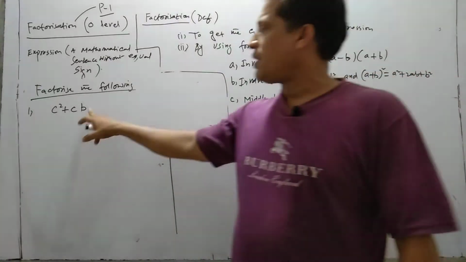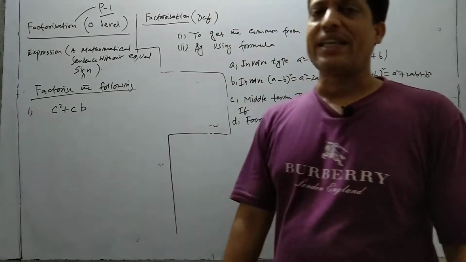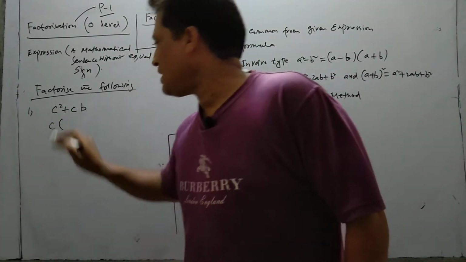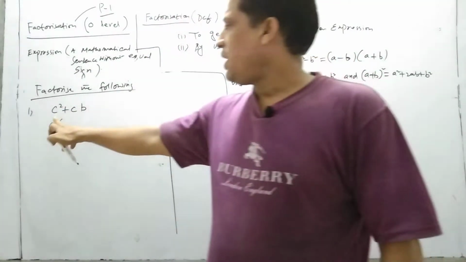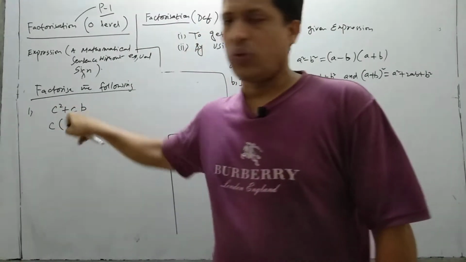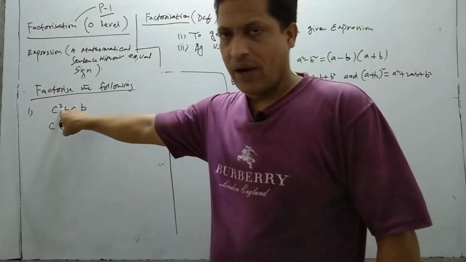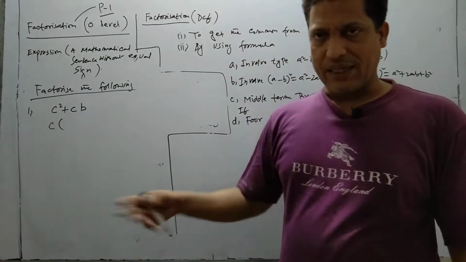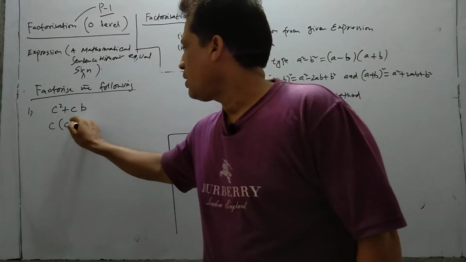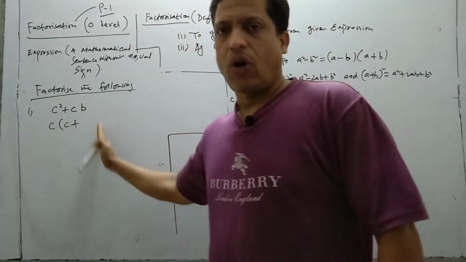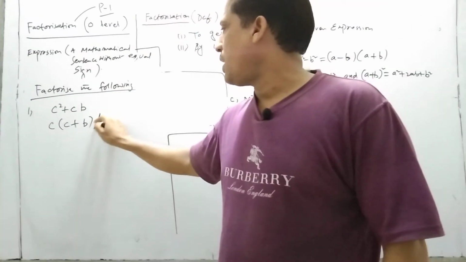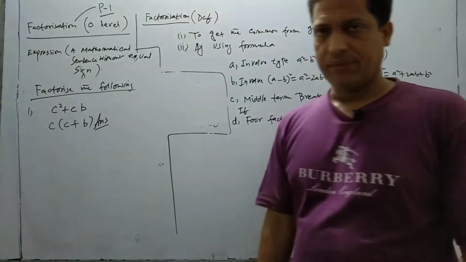Is there a common in the expression? Yes. The common is, you are saying, c. So this c is common from these two terms. This is c square and this is c1. If you divide c square by c1, you get c, plus c is already taken outside, so the remaining term is b. This is your final answer.